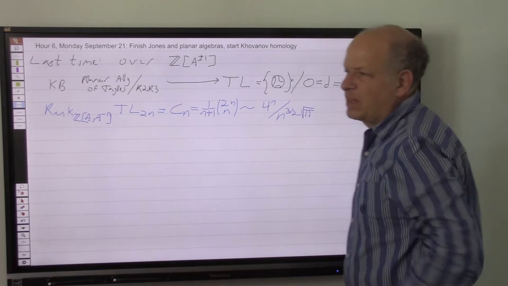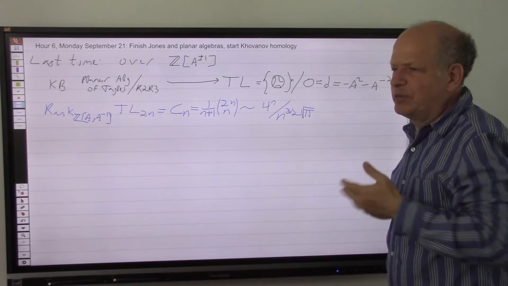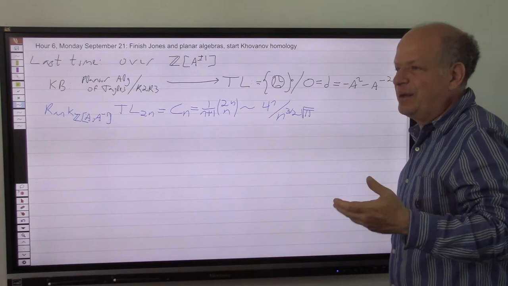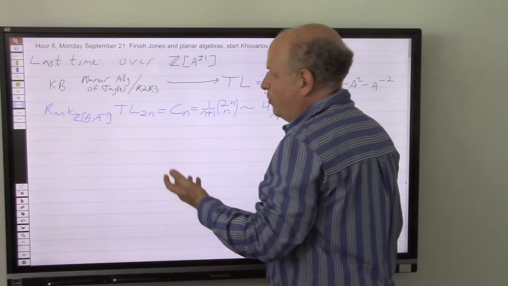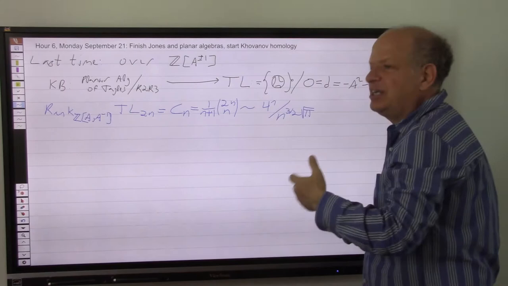Now, as for the proof of this statement, there is really nothing to prove. It's completely a tautology. I mean, I spent a lot of time setting up things, but at the end, the theorem is empty because very clearly, the Kauffman bracket is defined by local formulas.